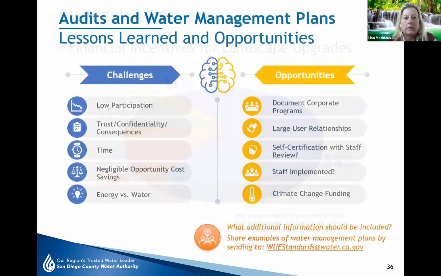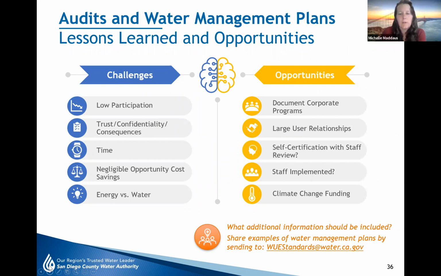I think Michelle's going to talk to you more about audits and water management plans, focused on BMPs. Great. Thank you, Lisa. So yeah, we are going to do a little bit deeper dive in a couple of slides, specifically on these two topics. Again, as Lisa mentioned earlier, they were specifically called out in the legislation, not that we have to do them, but they have to be investigated. So let's look at audits first, and then I'll look at water management plans.